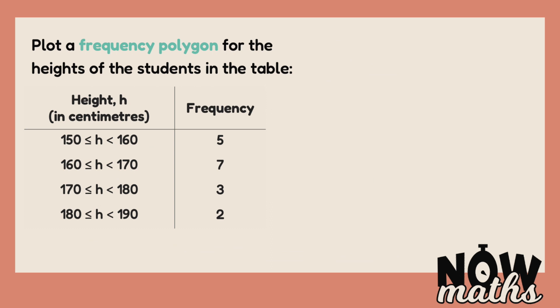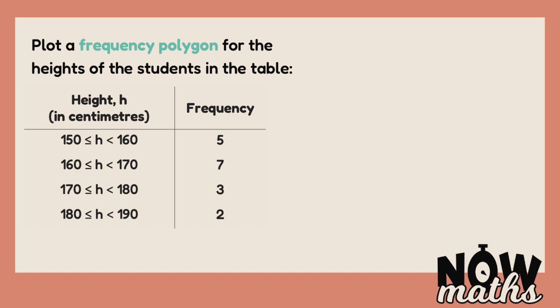In this example, we're asked to plot a frequency polygon for the heights of the students in the table. The inequalities in the left-hand side of the table represent the range of heights, and the frequency tells us how many students are in each range. So, for example, the top line of the table tells us that there are 5 students who have a height between 150 and 160 centimetres. The second line of the table tells us there are 7 students who have a height between 160 and 170 centimetres, and so on and so on.